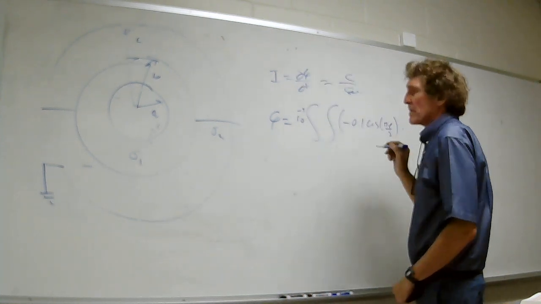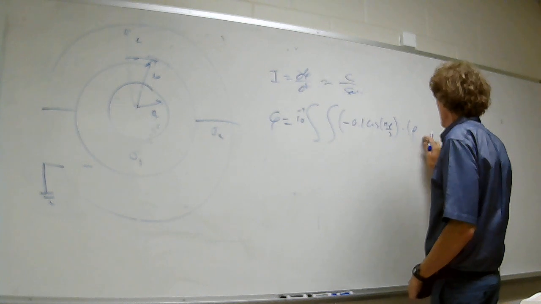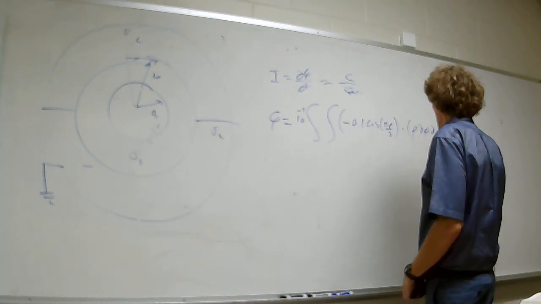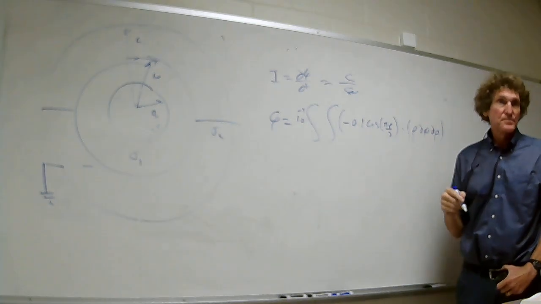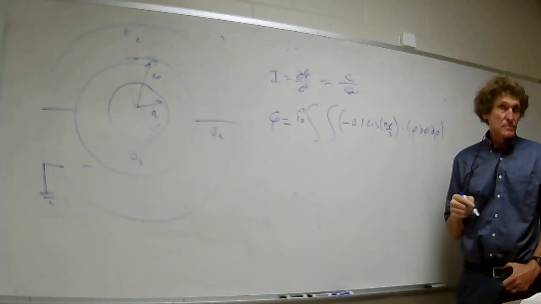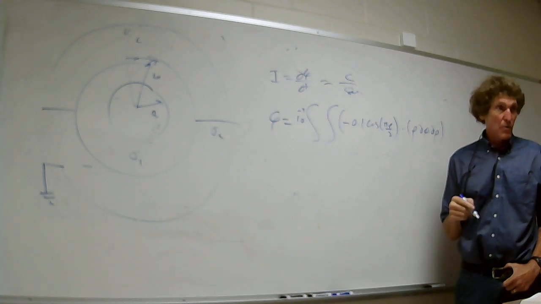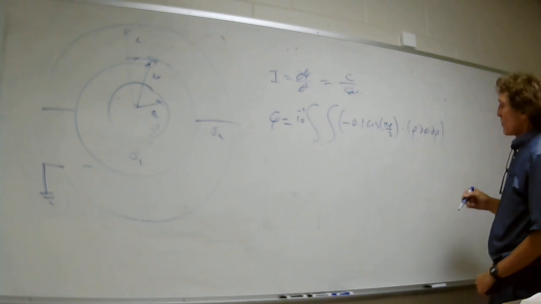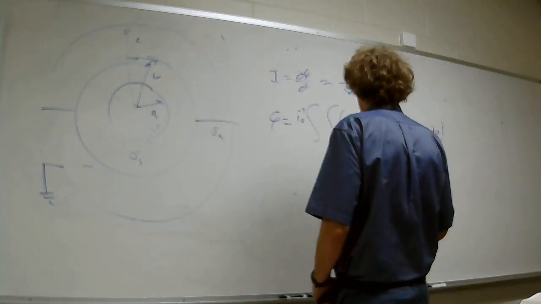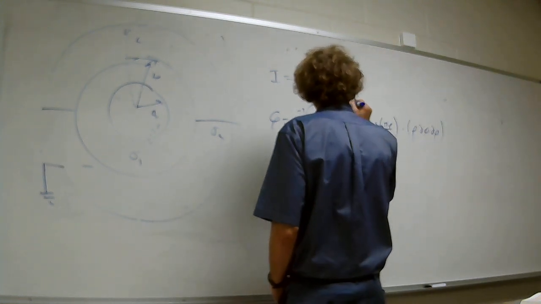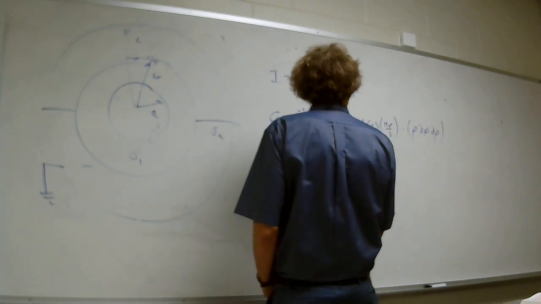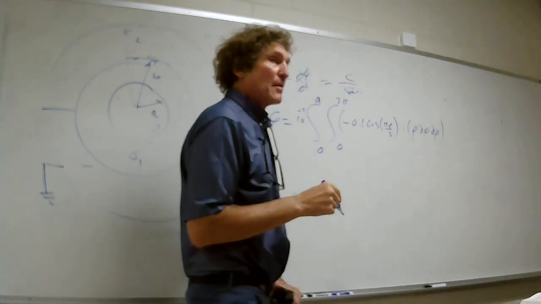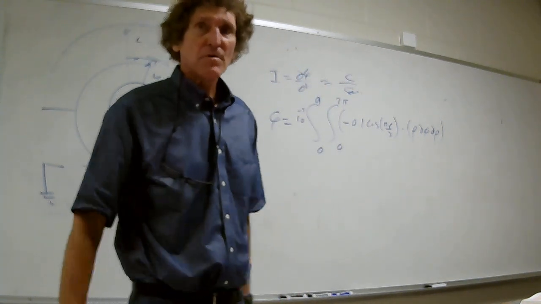Now I have to take the differential surface. The differential surface will be rho d phi d rho. Are you all with me on this? So d phi goes from 0 to 2 pi, and rho goes from 0 to a. And we're just leaving it in millimeters, okay?